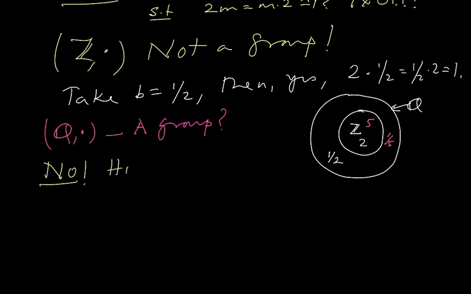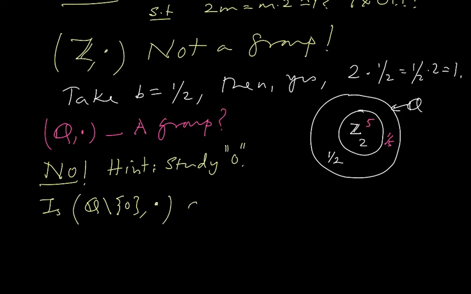A very pointed hint is to study the element 0. And let me leave you then with a corresponding question that comes from the hint. Is Q without the element 0, that's how you read that, Q without the element 0 with respect to multiplication, a group? I leave you to ponder that. I will even tell you the answer. The answer is yes, but think about it and try to prove it for yourself.